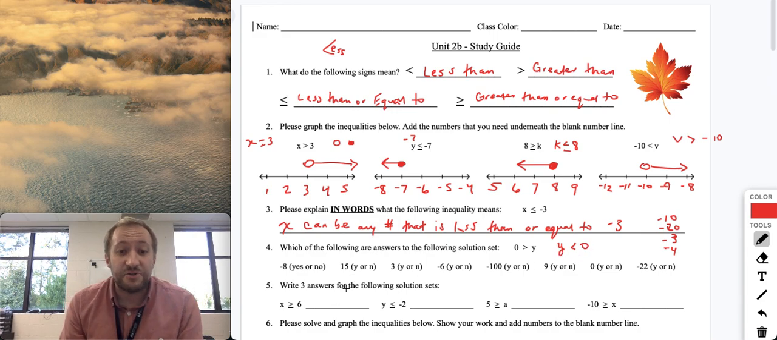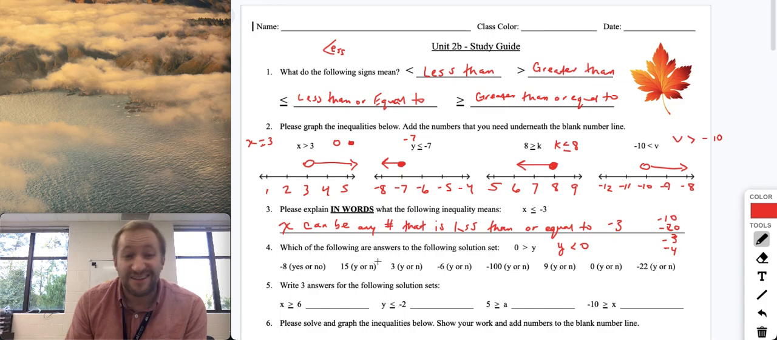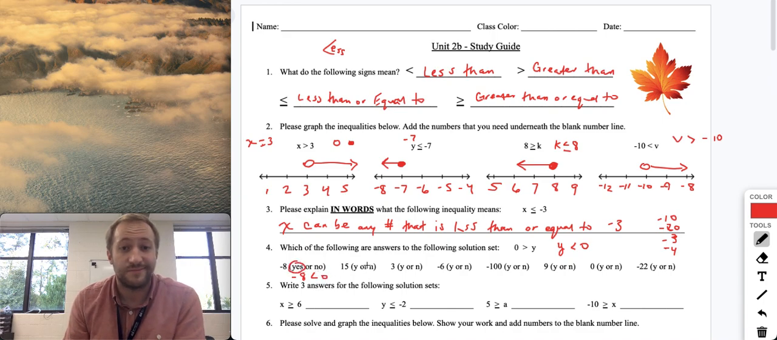So in case you can't think about this in your head, and honestly, it might be a good idea not to try and do that because sometimes it's easy to make mistakes when you try and do it in your head. So what I'm going to do, I'm going to go and replace all these numbers and substitute them in for y. So this one I'm going to say negative 8 for y is less than 0. Negative 8 is less than 0. Is that true? Yeah, it is.